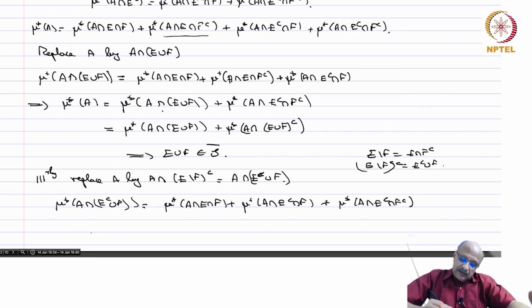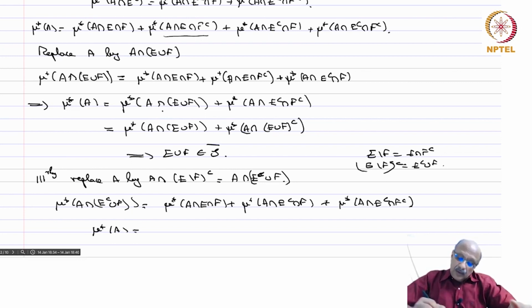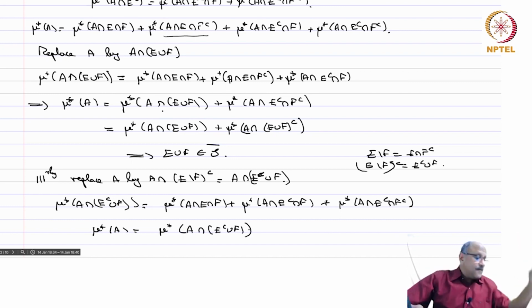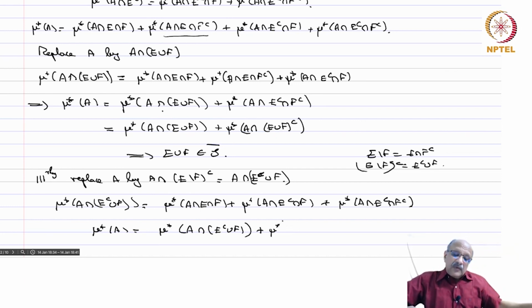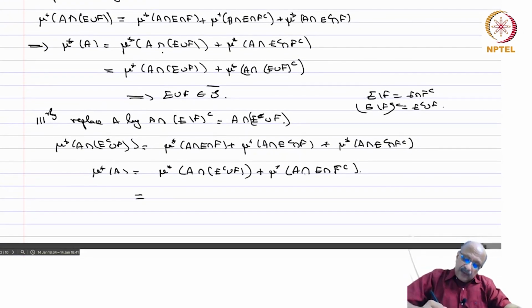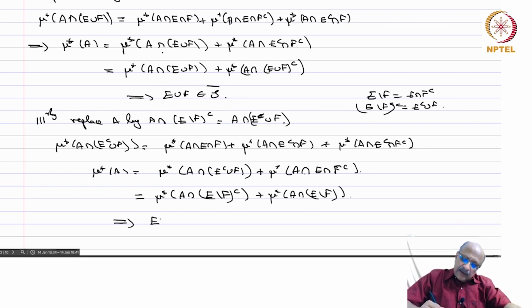Now you substitute these three in the values, so you get mu star of A equal to mu star of, for those three I will write A intersection E complement union F, plus mu star of the one which was left out, which was A intersection E intersection F complement. What are these sets? This is precisely mu star of A intersection, we just saw this, E complement union F is E minus F complement, plus mu star of A intersection E intersection F complement, which is nothing but E minus F, and from this we deduce that E minus F also belongs to S bar. So you have that S bar is a ring.